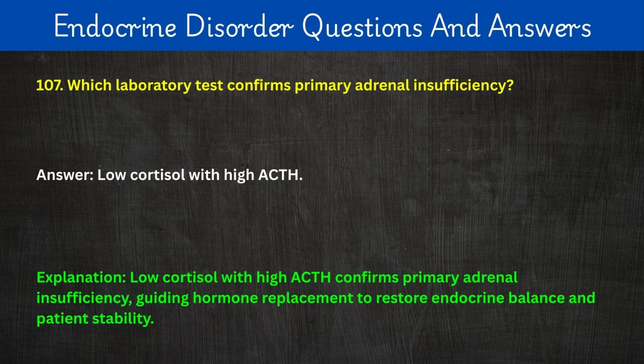107. Which laboratory test confirms primary adrenal insufficiency? Answer: low cortisol with high ACTH. Explanation: low cortisol with high ACTH confirms primary adrenal insufficiency, guiding hormone replacement to restore endocrine balance and patient stability.